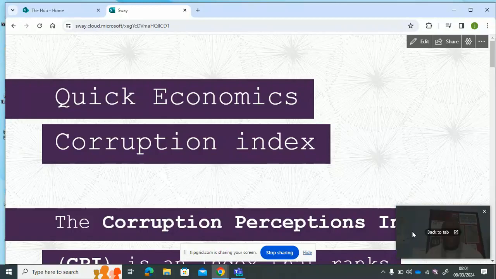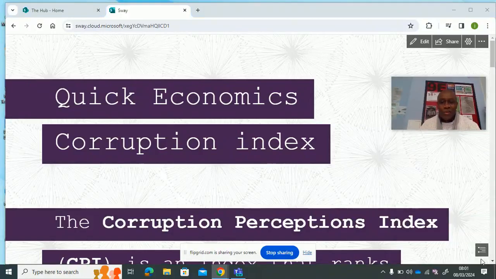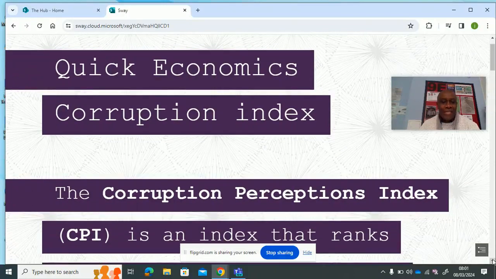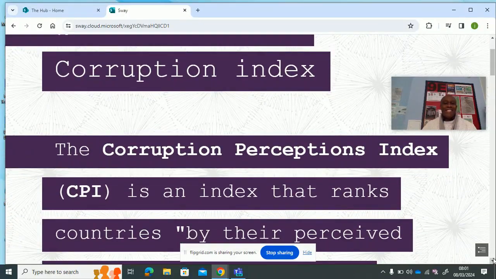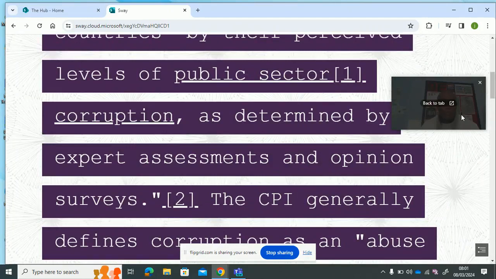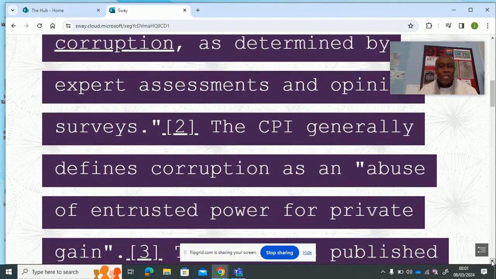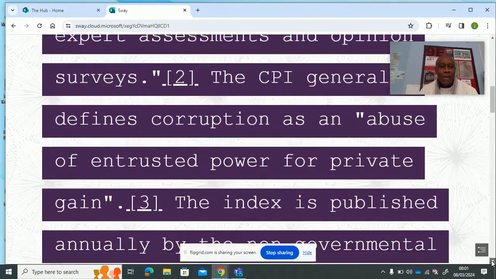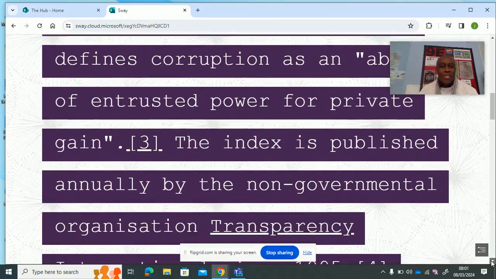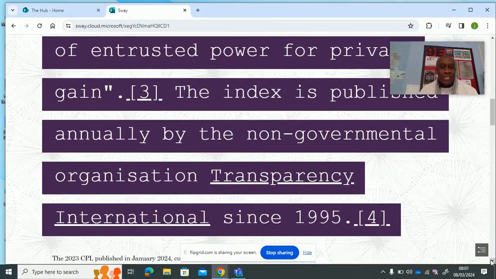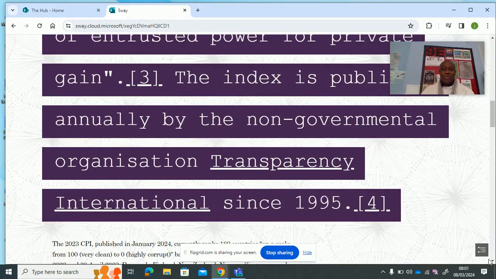Quick economics on the corruption index. So, what is the corruption index all about? The corruption index, which is called CPI, is an index that ranks countries on the levels of public sector corruption as determined by expert assessments and opinion surveys. The CPI generally defines corruption as an abuse of entrusted power for private gain. The index is published annually by the non-governmental organization Transparency International, and the World Bank is very much a part of this.